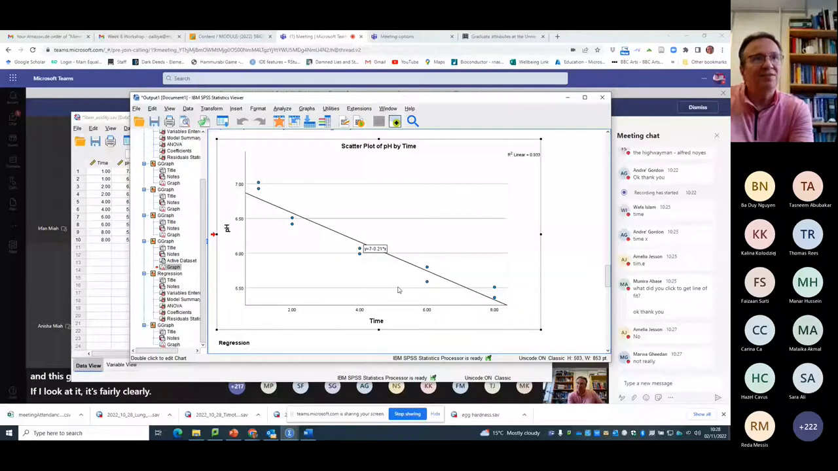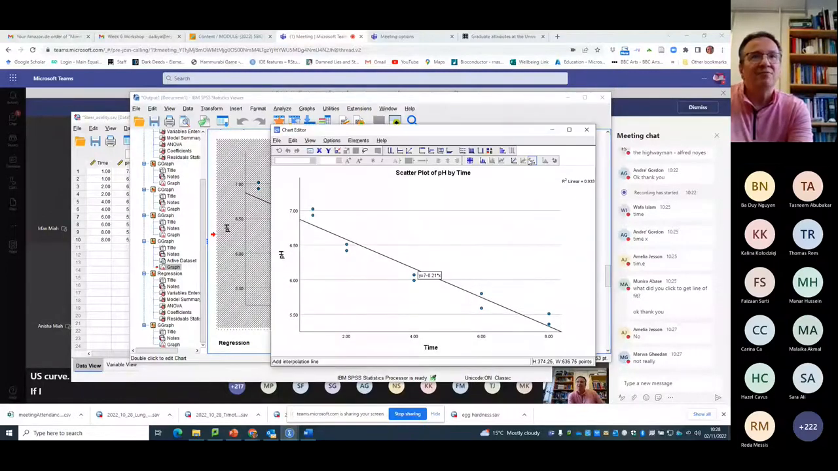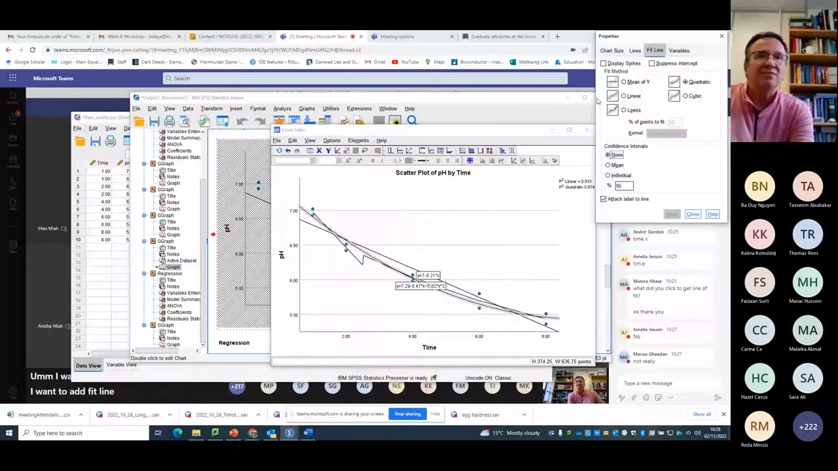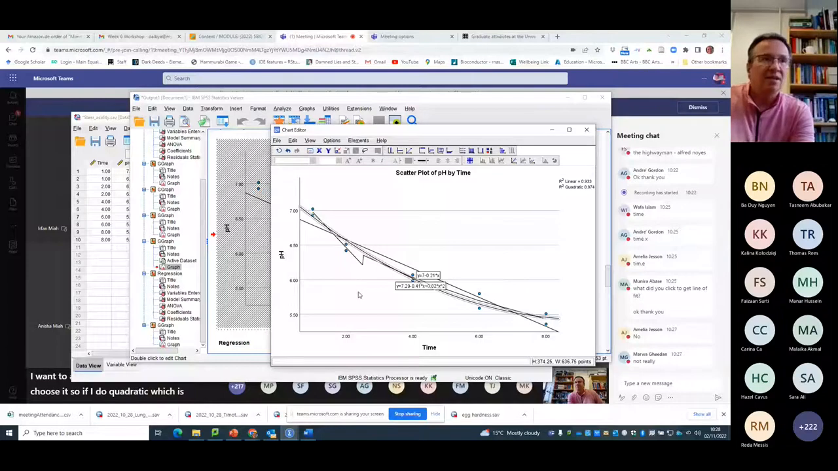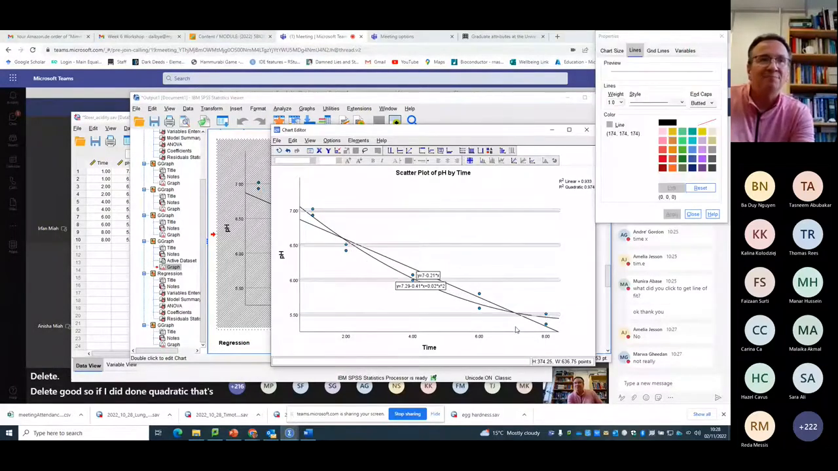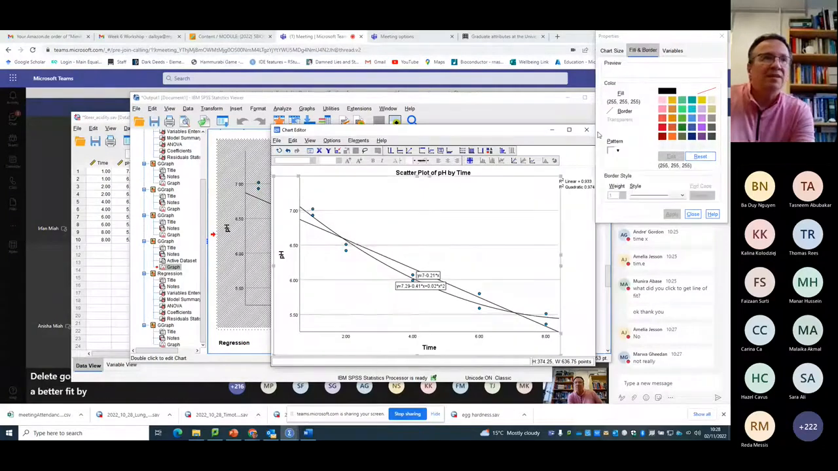If I'd have double clicked on this, and instead of when I did the, that's the fit line. That's not the fit line that I want. I want to delete that one. I want to add fit line at total, but I want to choose it. So if I do quadratic, which is what it's done there, close. Let's get rid of this one. Delete. Delete. Good. So if I'd have done quadratic, that's a better fit by putting a curve in. So that's a bit annoying.